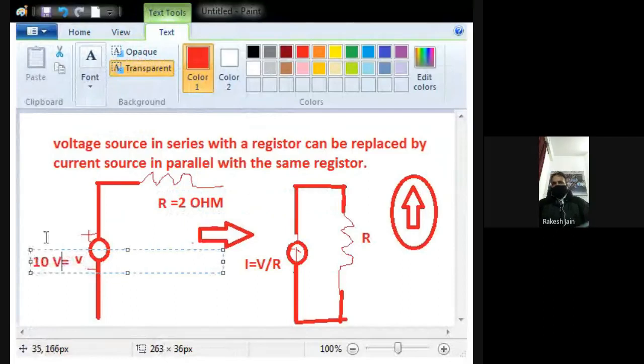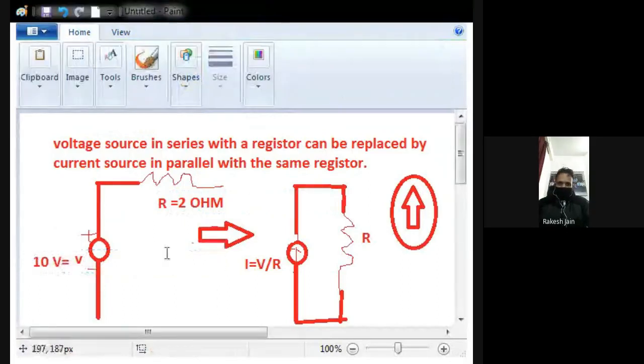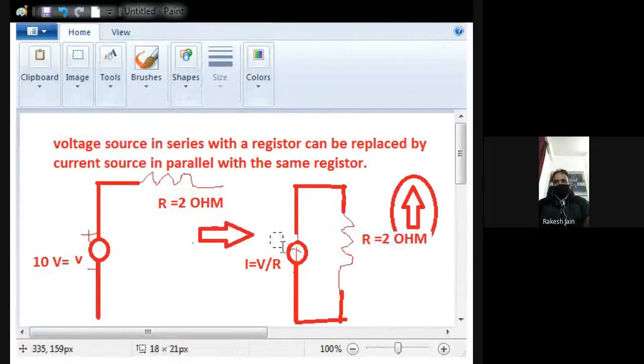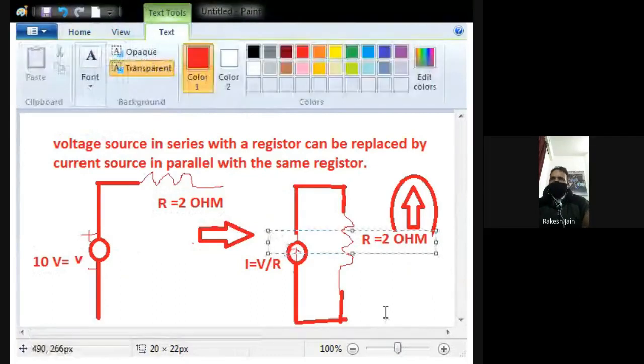Now if we want to replace it with the help of this source transformation technique, then the diagram will look like this. Here the R value will be the same, R is equal to 2 ohm. But the current source value, I is equal to V by R, so it is 10 by 2, V is 10 volt and R is 2 ohm, so 5 ampere. The unit of current is ampere. So now this one is 5 ampere in parallel with a resistor.